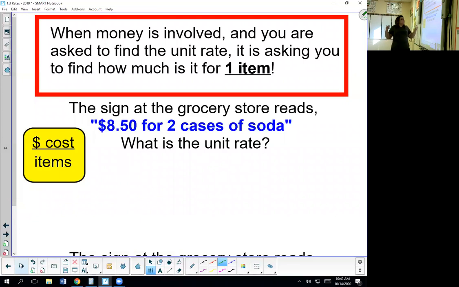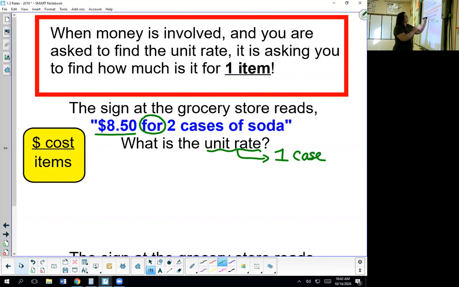So a sign at a grocery store reads, if you spend $8.50, you could get 2 cases of soda. Okay? What is the unit rate? The blue is the rate. I want the unit rate. So I want to know what it is for one item. What am I going to pay for 1 case of pop?